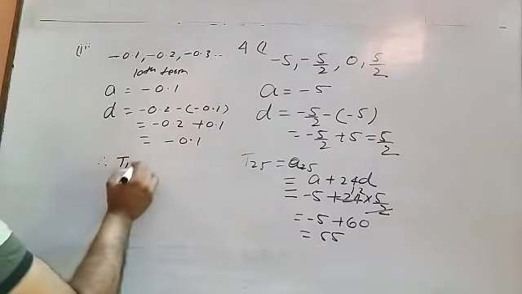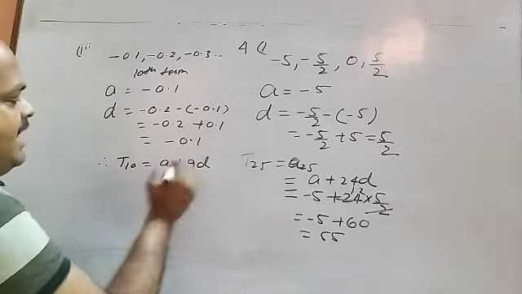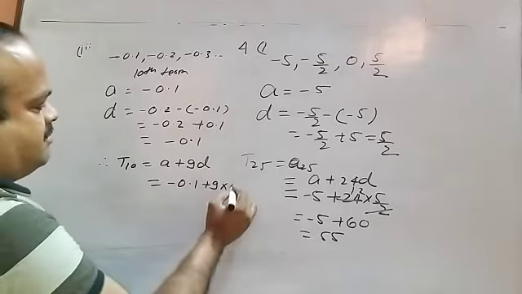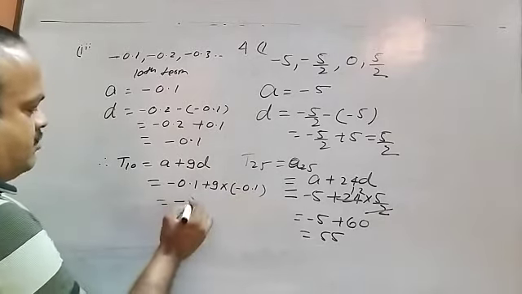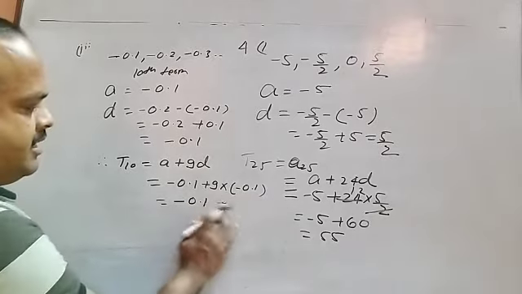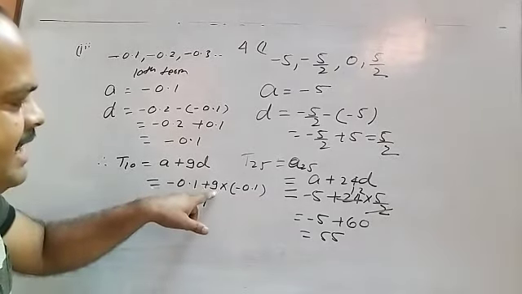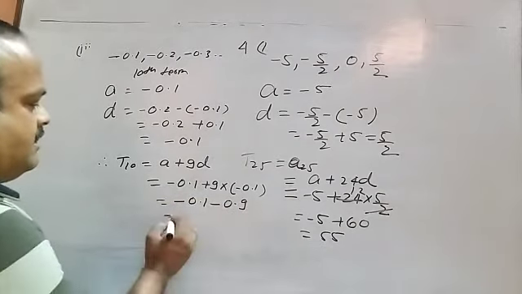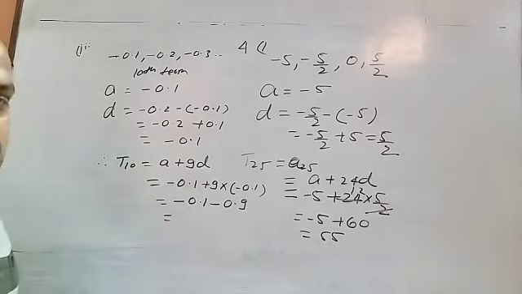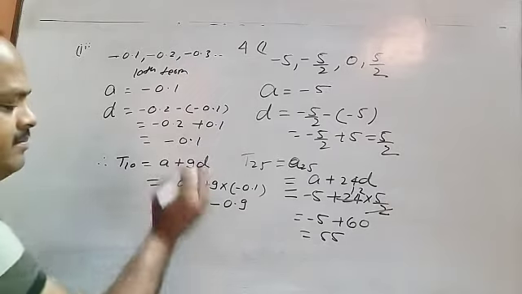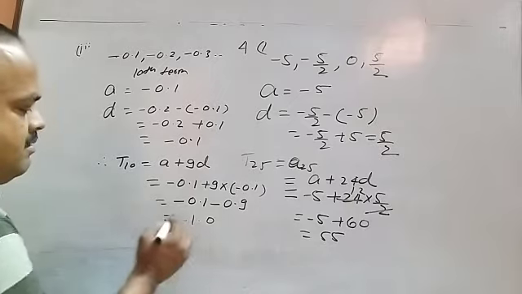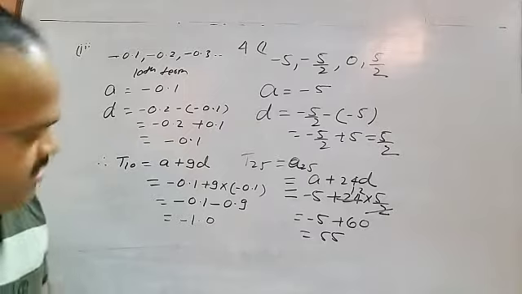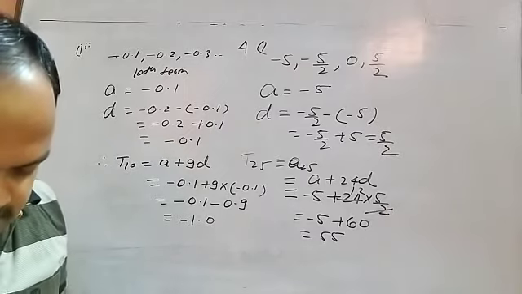Therefore a10, which will be a plus 9d, a is minus 0.1 and d is minus 0.1. So minus 0.1 plus, not plus. When you multiply 9 by this negative number, you will get minus 0.9. When you add the negative numbers, you will get the result negative, so you will get minus 1.0. So the 10th term of this series will be minus 1.0. Next question.